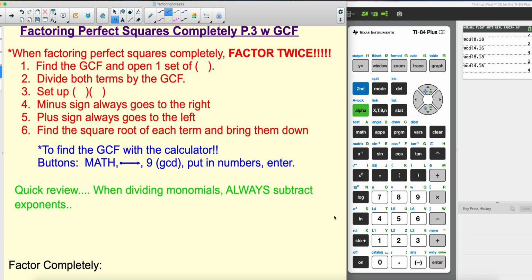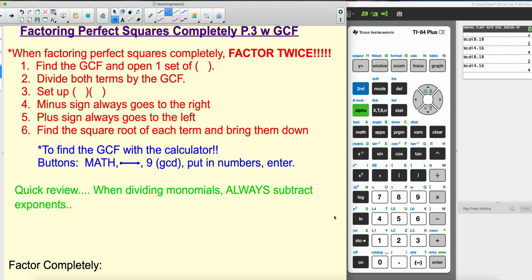Yo, welcome back everyone. Today I just want to talk to you about factoring perfect squares completely with the greatest common factor. Part 3. Final part, by the way. I know we've been talking about this now for a while. This is going to be the last part. This is pretty much how it will look on the Regents when we get to the later problems, so it won't get harder than this, which is good.